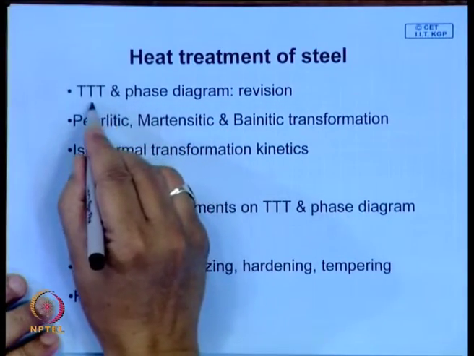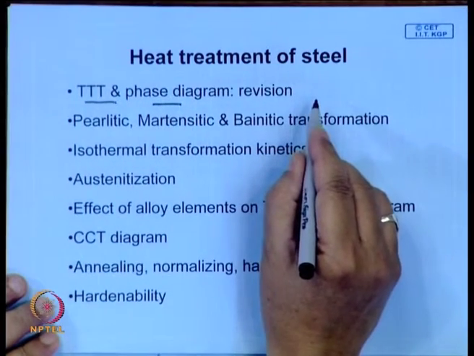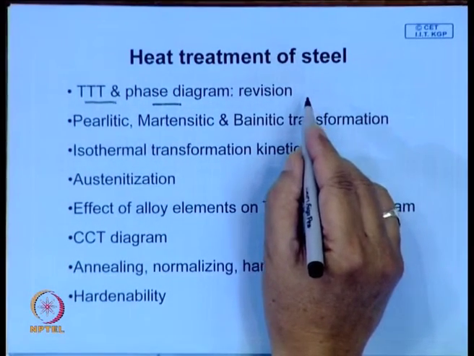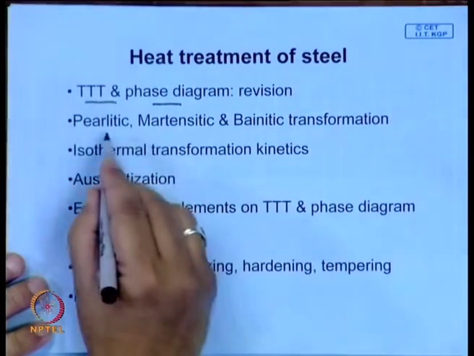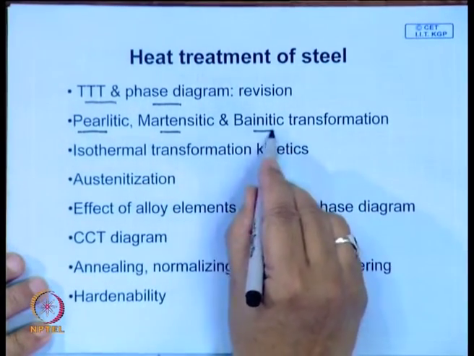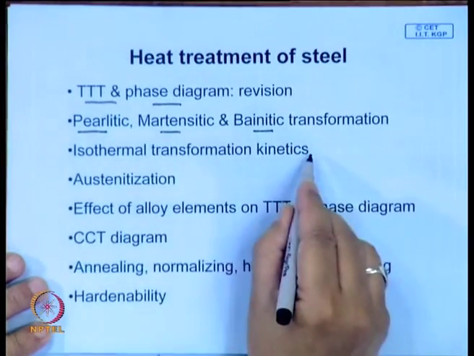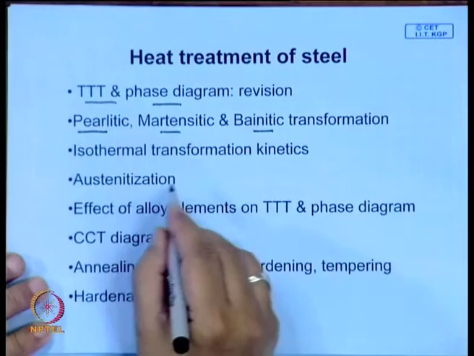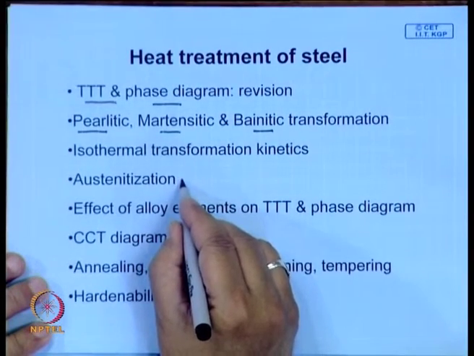Good morning. We continue with our lecture on heat treatment of steel. This is the fourth lecture on this topic, and if we recollect what we covered so far, we looked at transformation diagrams, phase diagram, because they help you in understanding the basics of heat treatment. We talked about the different types of transformation that take place: pearlitic, martensitic, bainitic transformation. We looked at isothermal kinetics. Today we will look at the process of austenitization.